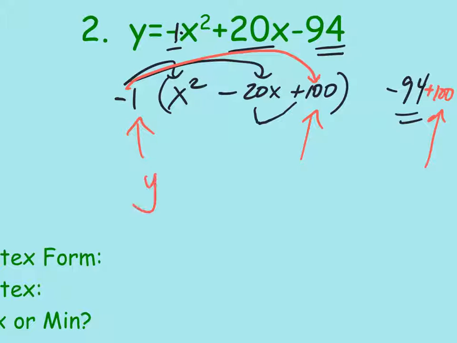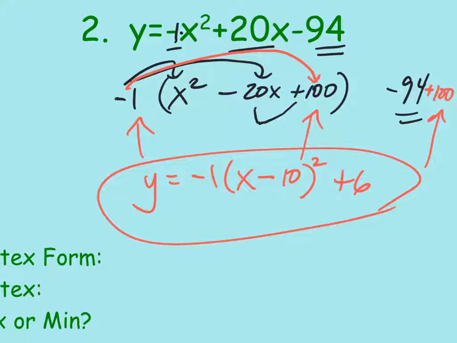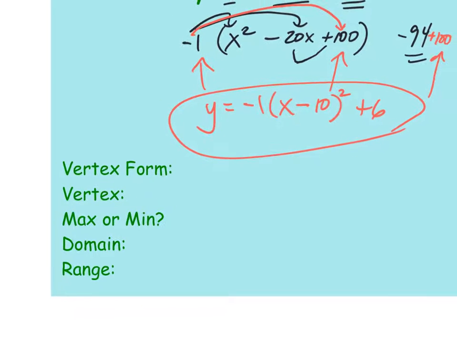So then the final answer, if you caught this, I'll be impressed: -1 parentheses x minus 10 parentheses squared plus 6. Anybody pull that off without any help? Nice, about half of you. All right, now let's actually answer the questions this time.